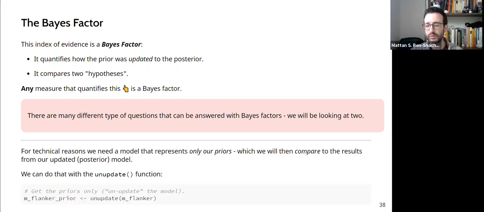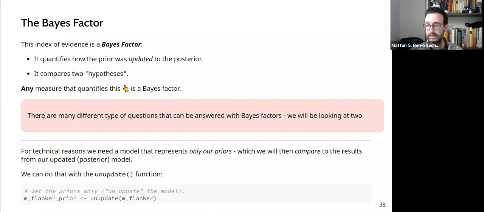For technical reasons, we need an additional model to the model that we just fit. We need a model that is just our priors. Essentially, we want to unupdate our model, right? Our model has the posteriors, so we want to unupdate that. We can do that with the unupdate function to get a model that represents just our priors. This is just for technical reasons, but it's essential that we do this.